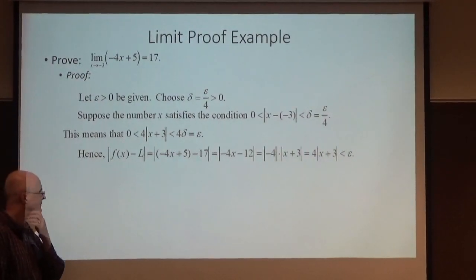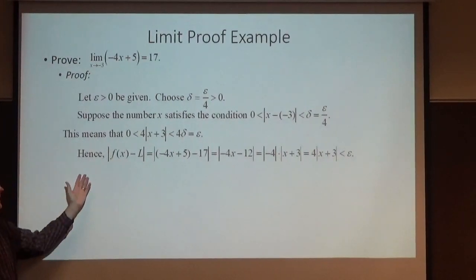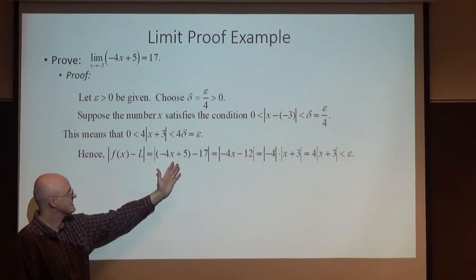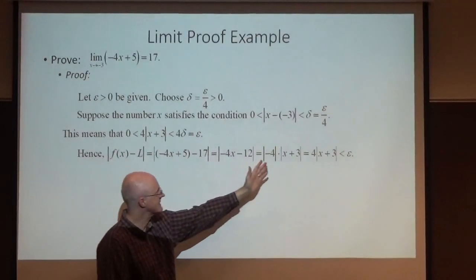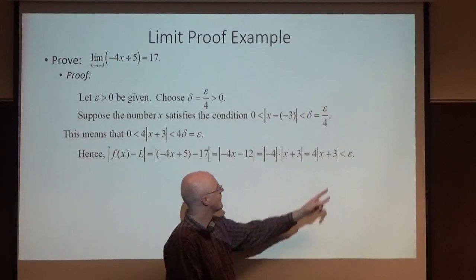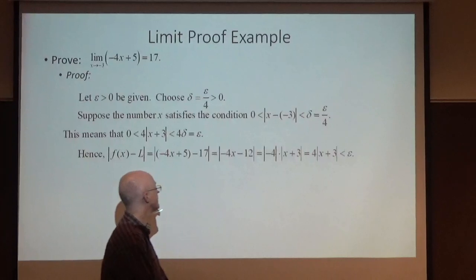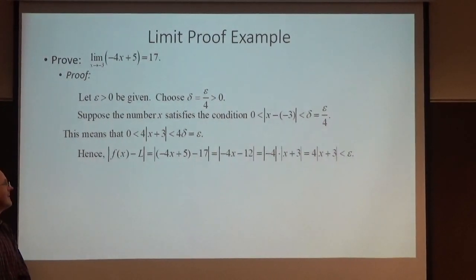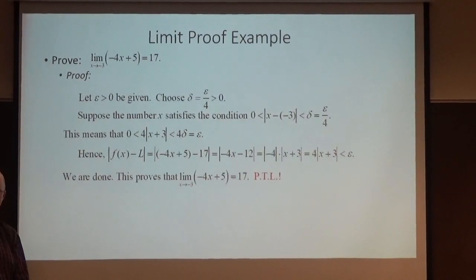Hence, basically hence means therefore. Hence, the distance between f of x and L is this, which simplifies to that, which simplifies to this, which is less than epsilon. That actually does it. That's really the end of the proof. Praise the Lord.